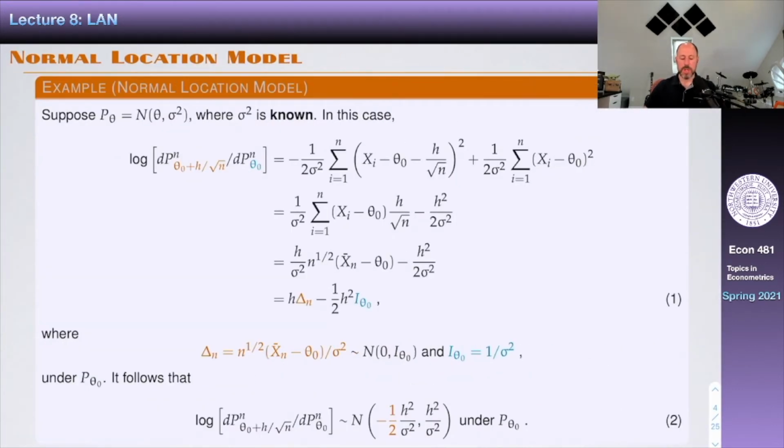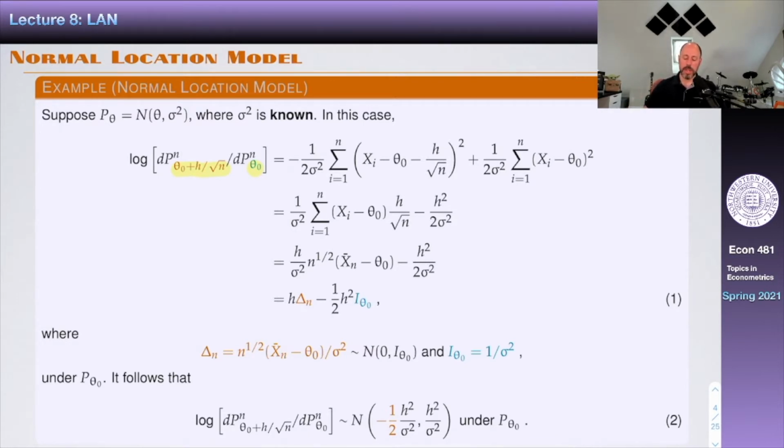All right. So this is called a normal location model, because we're going to consider families of distributions p theta that are normal with mean theta and variance sigma square, where sigma square is known. Okay. So in this case, if you compute the log likelihood ratio, where again we're looking at sequences of distributions that are local to theta naught, so these are theta naught plus h divided by square root n, and these are just the distribution at theta naught. Then you have the usual e to the negative half, and so on.